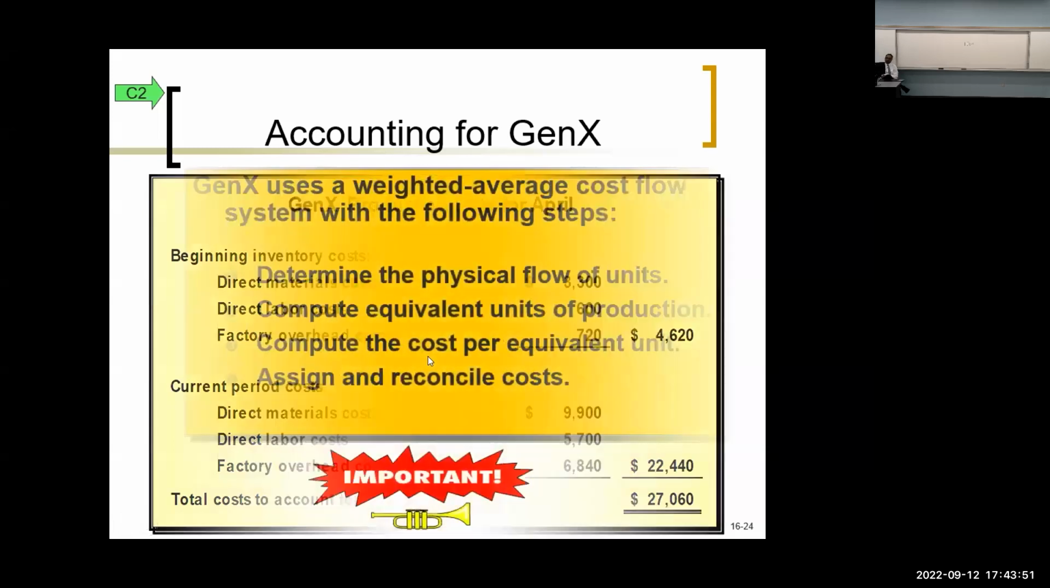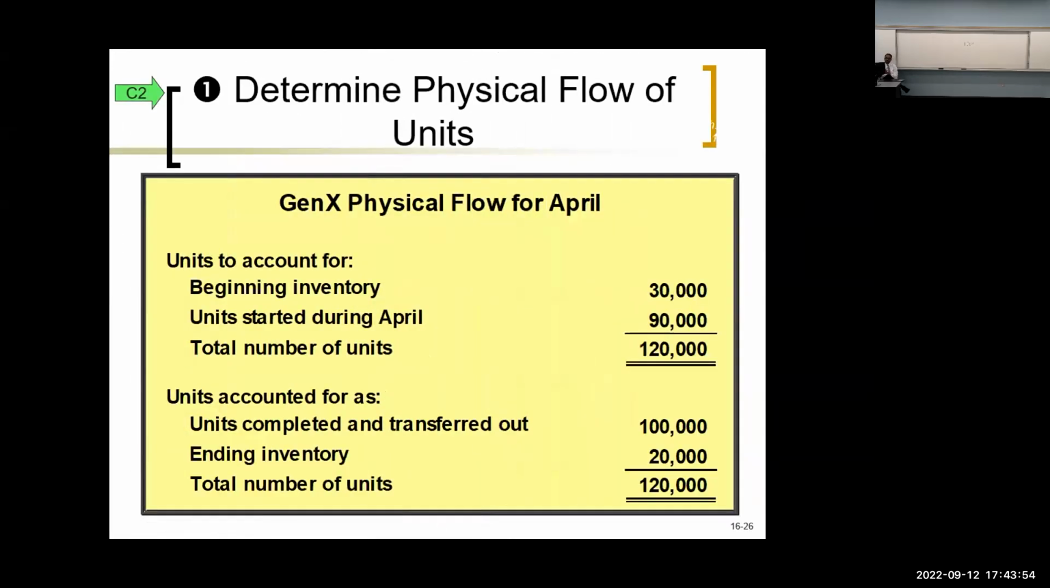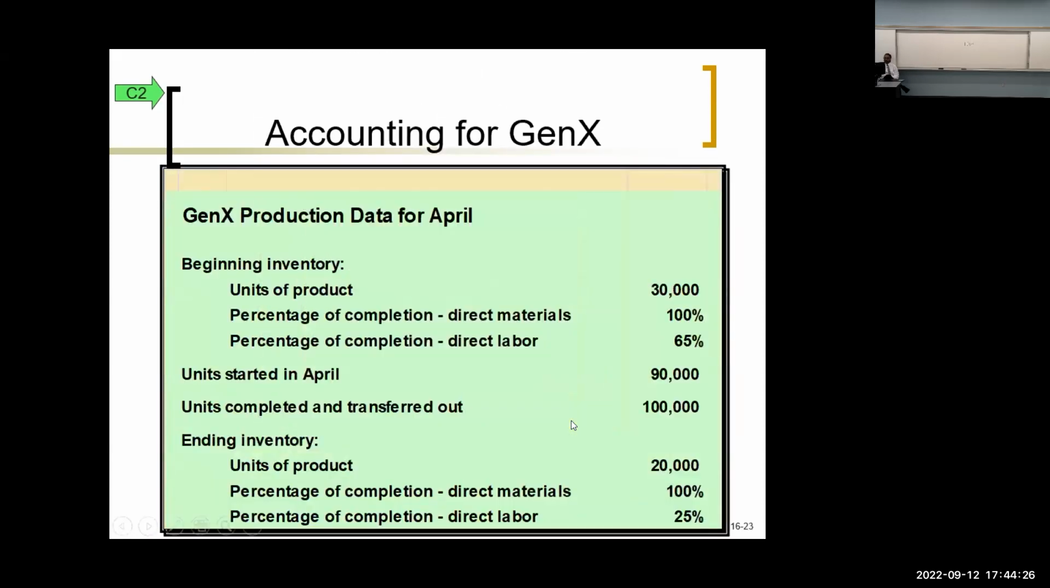Keep this $27,060 in mind, because what they're going to start doing first is checking their work, making sure they have the right numbers. So what you're seeing here, they're going to add the beginning inventory and the units started. And then they'll add the units transferred out and the ending units to see if these two numbers reconcile. They're just checking their numbers to make sure they got the right numbers. Where they get this 30,000 and 90,000, 100,000, 20,000, they got right off of here. 30,000, 90,000, 100,000, 20,000. Everybody with me?